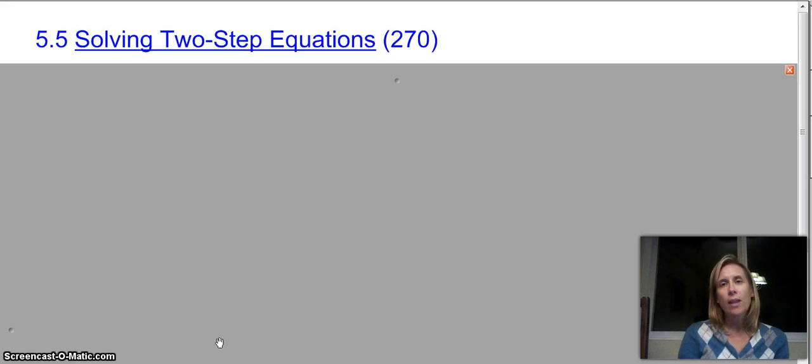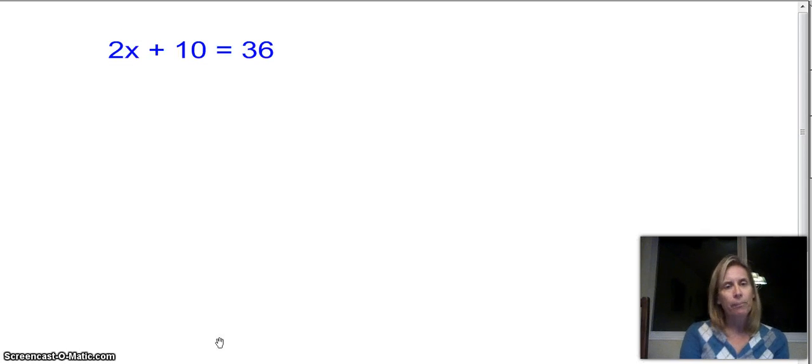Today we're in section 5 of chapter 5, 5.5. We're going to solve two-step equations. Solving two-step equations is a little trickier than the one-step equations we've been solving the last couple days. Let's take a look at this first example.